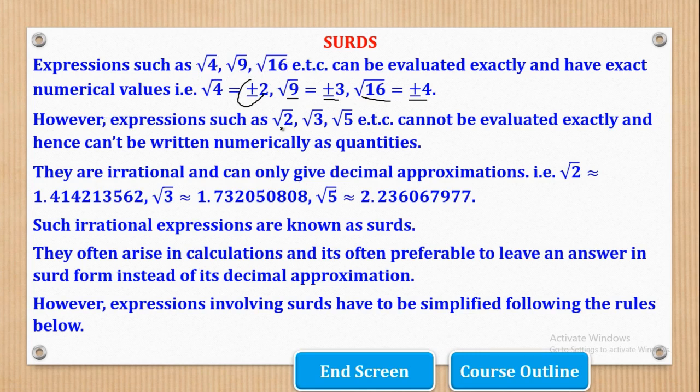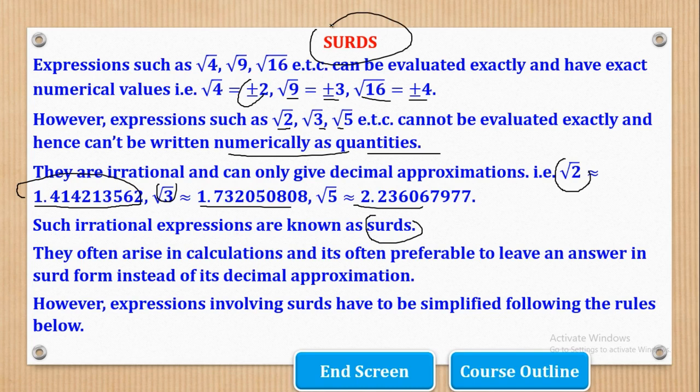However, there are expressions such as square root of 2, square root of 3, square root of 5, etc. which cannot be evaluated exactly and hence can't be written numerically as quantities. So these are irrational and can only give decimal approximations, i.e. if you get your calculator and you press square root of 2, you'll get a value like 1.414213562. And if you press square root of 3, you'll come up with this value, and square root of 5 will give you this value. So such irrational expressions are what we call surds, and that's what we shall look at in this video.